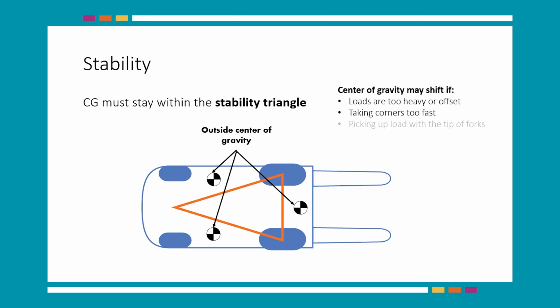Loads that are too heavy or offset, taking corners too fast, picking up a load with the tip of the forks, tipping the load forward, and an unlevel travel surface may all cause the center of gravity to shift outside the triangle.